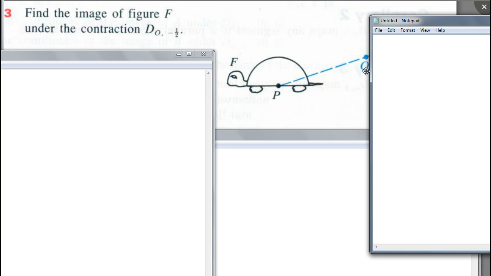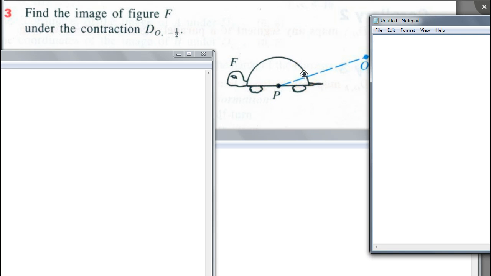Do you see why it's a contraction now? Because the absolute value of K is less than 1. Now, let me ask you this. Look at the definition. In this case, which case is this, the first one, second, or the third? Second, where K is negative.